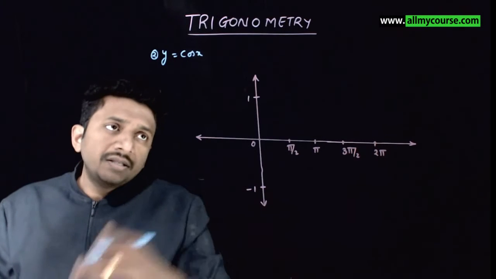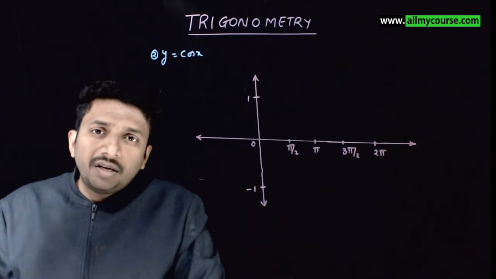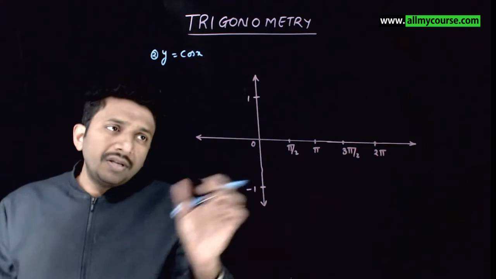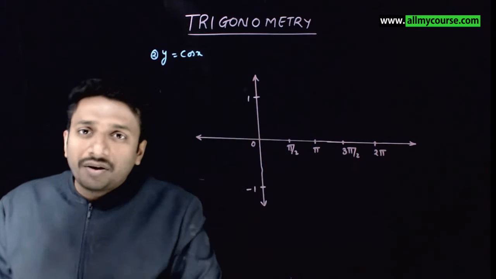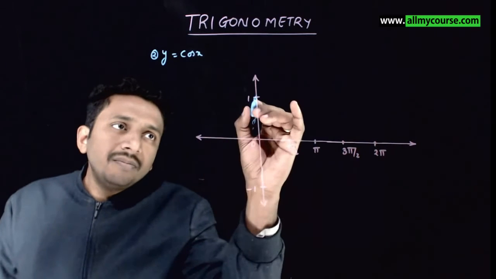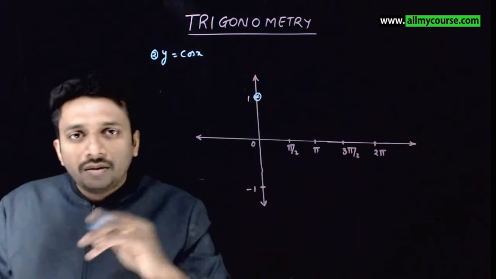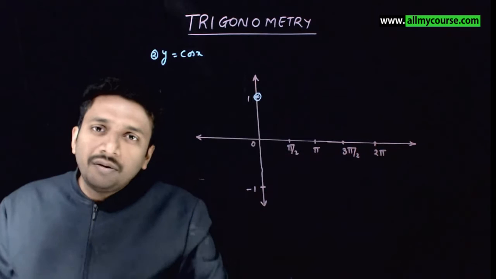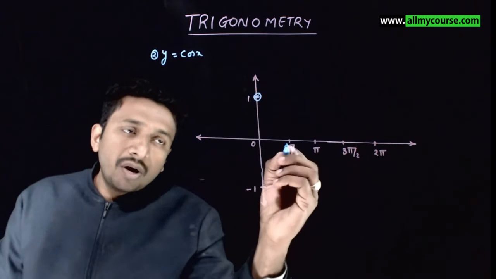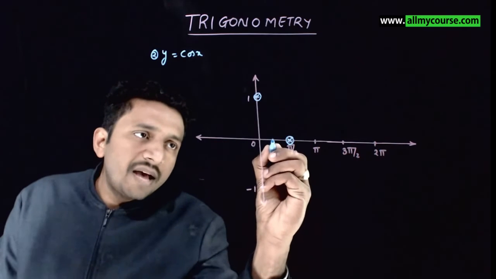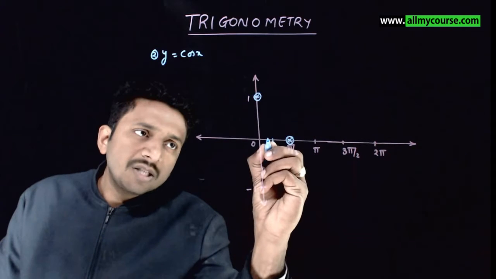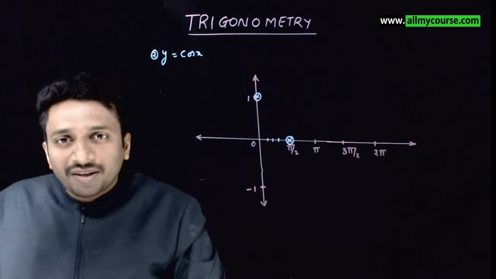So next, let us look at the graph of y is equal to cos x. Again, we know the values of cos x for certain angles in the first quadrant. So what is cos 0? Cos 0 is 1. Next, cos of pi by 2 is 0. And in between you have cos pi by 4, cos pi by 6 and cos pi by 3.